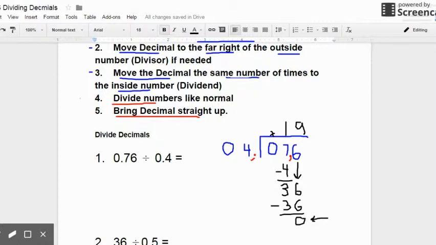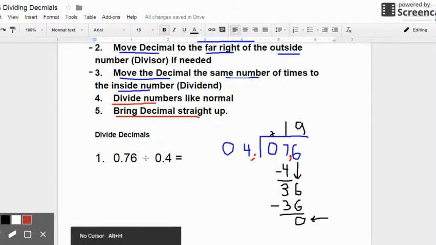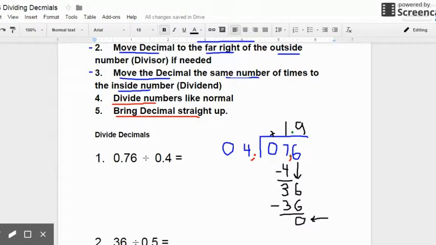Okay, so we did step 4, we divided like normal. Step 5, we're going to bring up the decimal point. So here's our decimal point. We're just going to bring it straight up into the quotient. So our answer here is 1.9. All right, so that's dividing decimals.